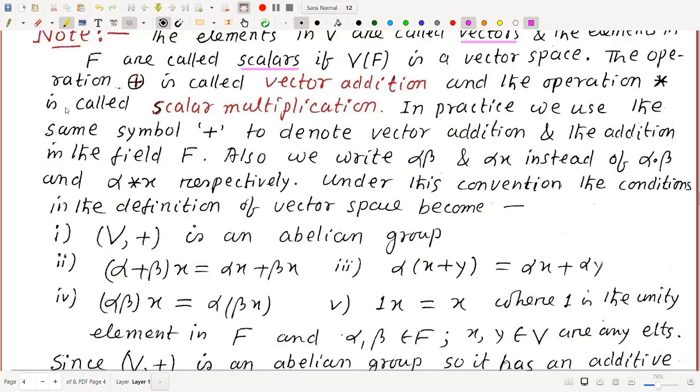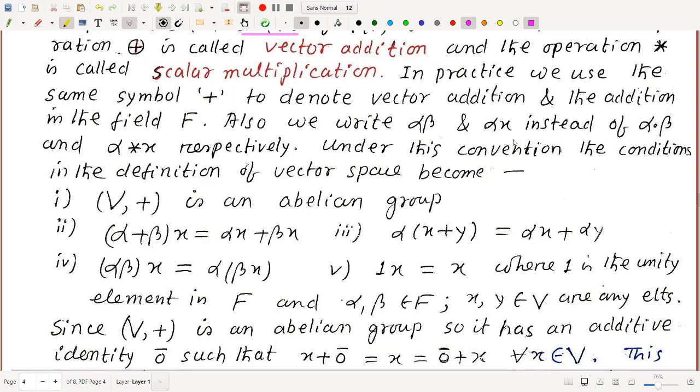In practice, we use the same symbol plus, ordinary plus, to denote vector addition and the addition in the field F. In the field also there is addition. Also we write alpha beta and alpha x instead of alpha dot beta and alpha star x respectively. That means the symbol x circulated plus y we shall not write. We shall write just x plus y. The situation will say whether it is vector addition or addition in the field F. Also alpha dot beta we shall not write. We shall write only alpha beta. Also alpha star x we shall not write. We shall write alpha x.